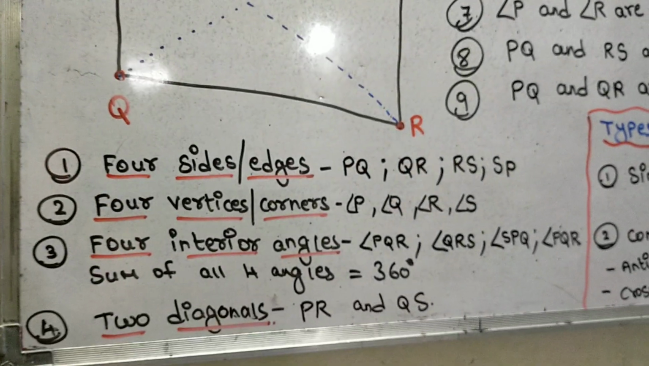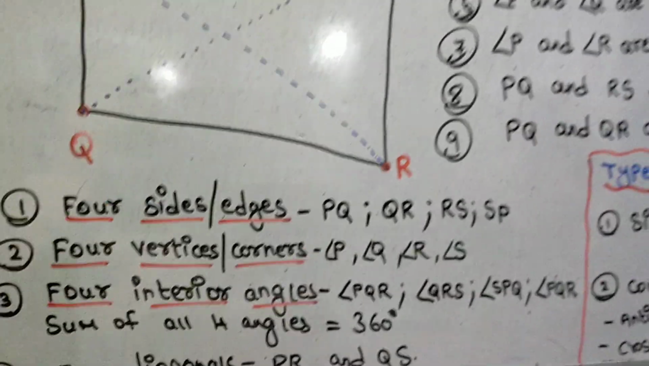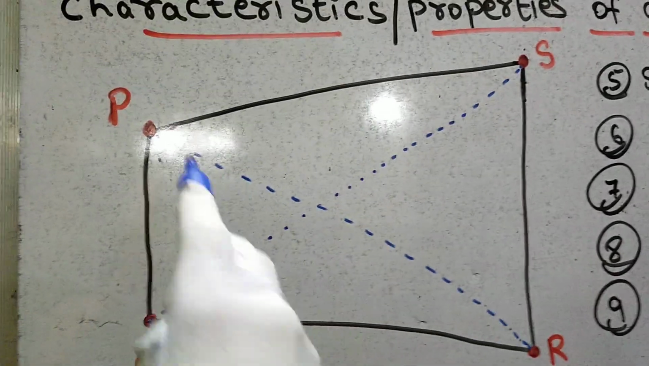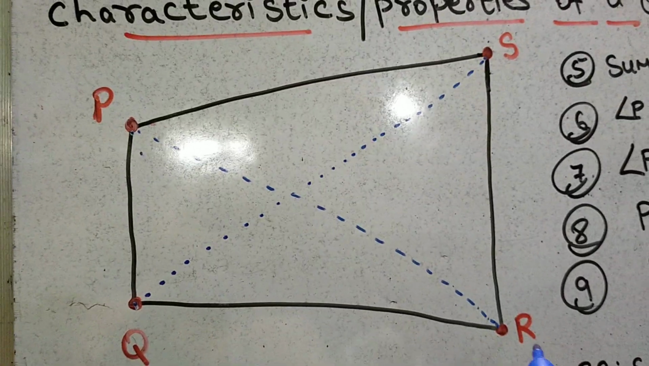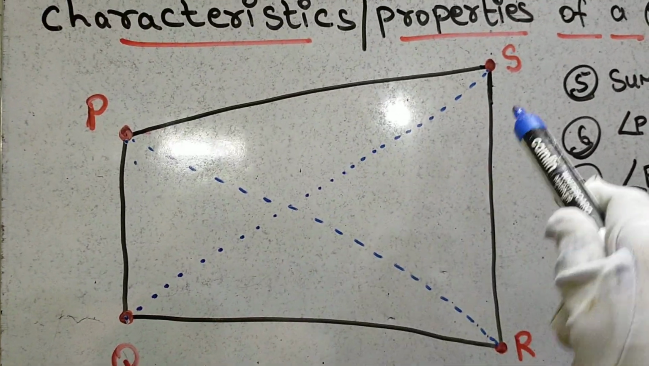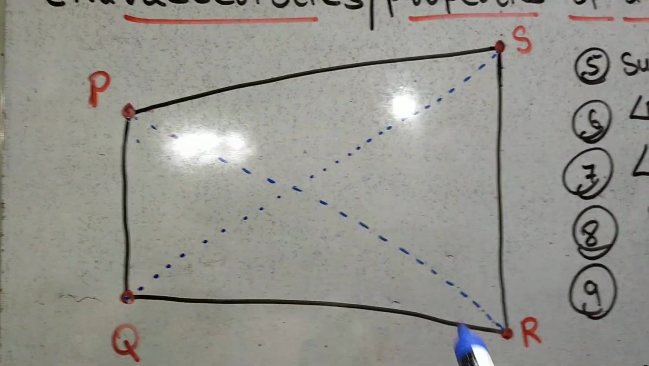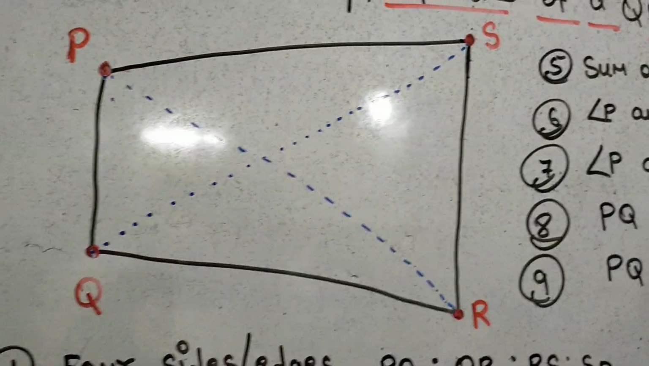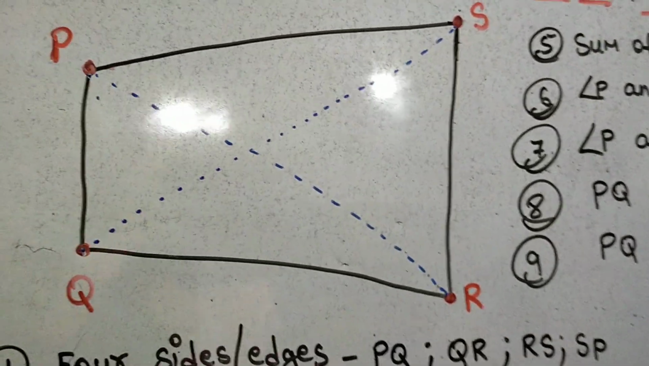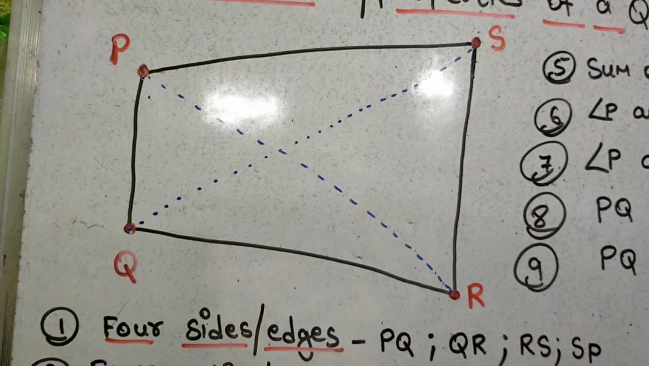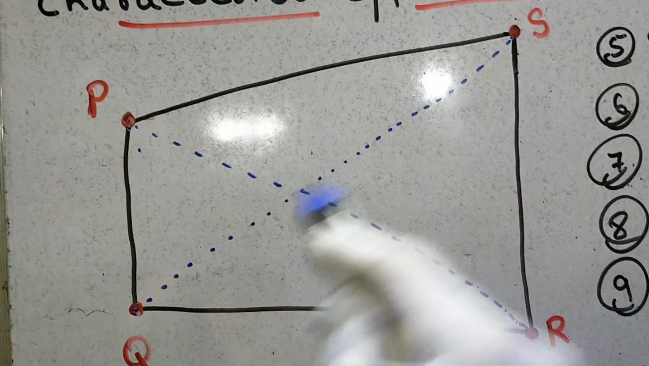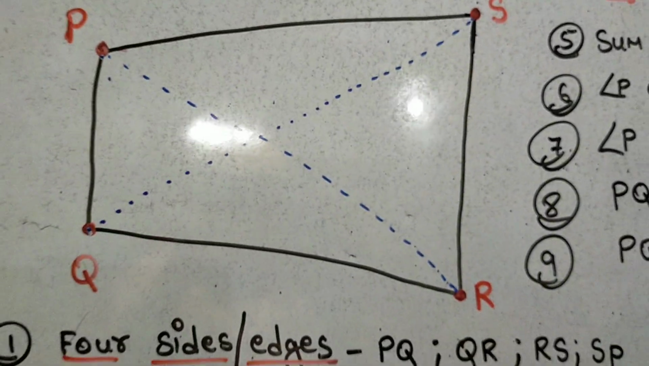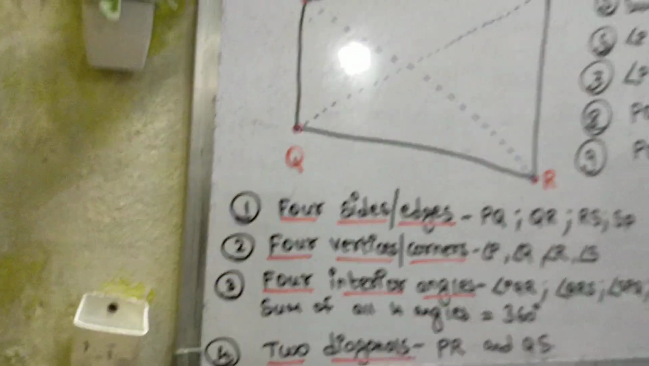Then the next characteristic is it has 2 diagonals. When you join the opposite vertices, you will get a diagonal. If you join opposite P and R, you get a diagonal. Q and S, you get a diagonal. So all quadrilaterals have how many diagonals? 2 diagonals, whatever points you are given. P, R, Q, S. 2 diagonals are there, and the diagonals intersect each other. Did you understand, kids?